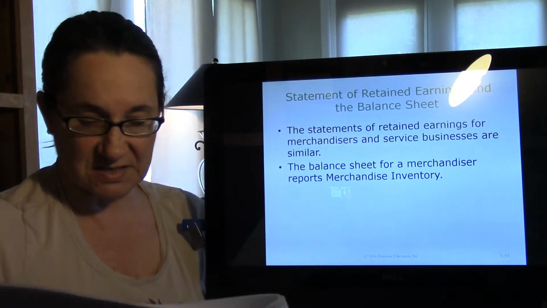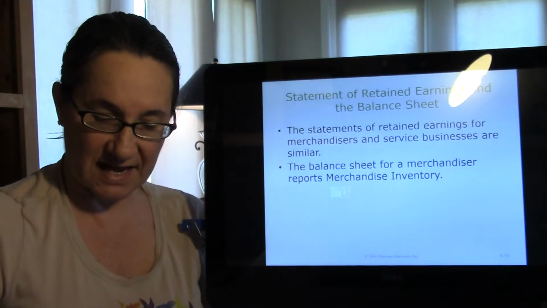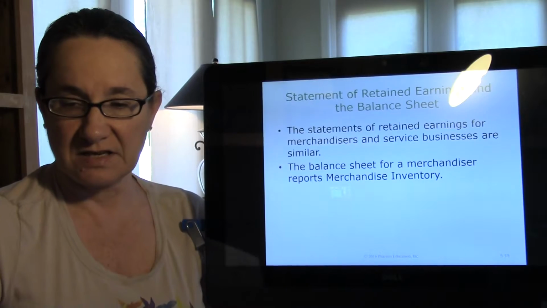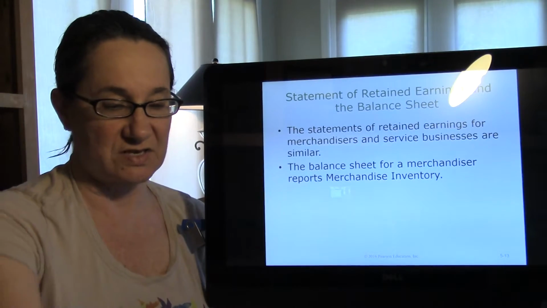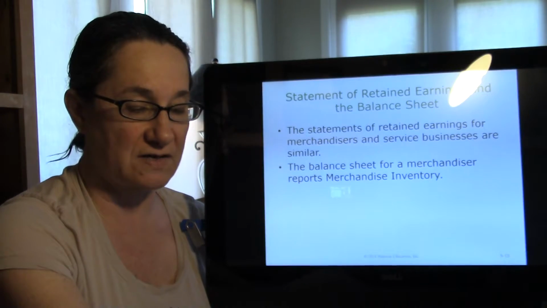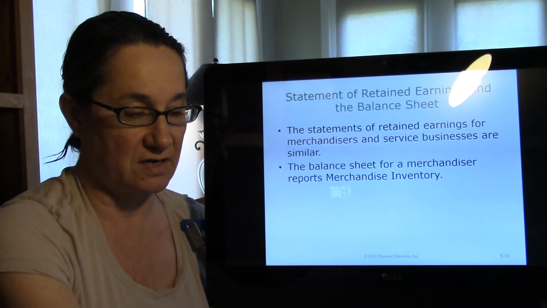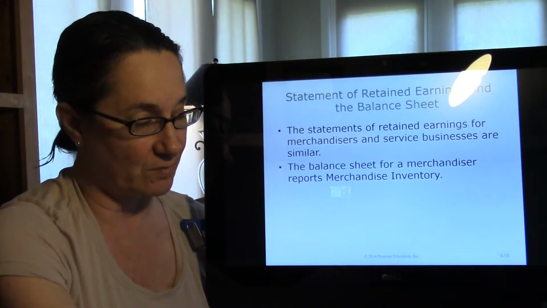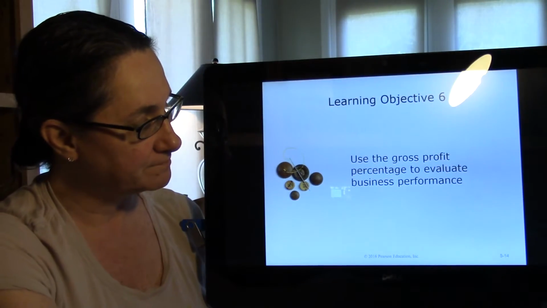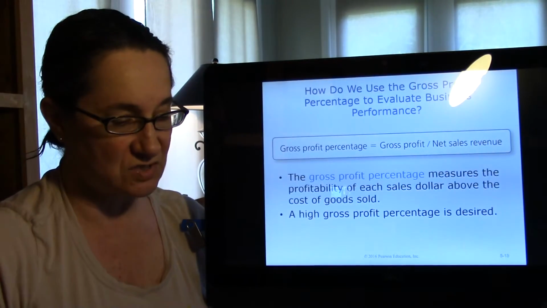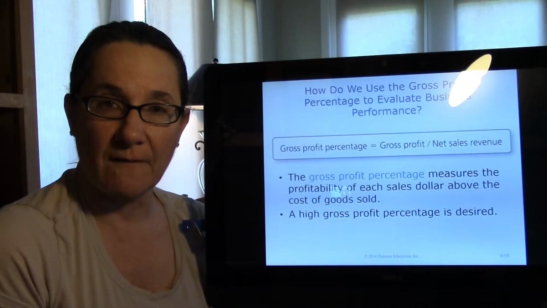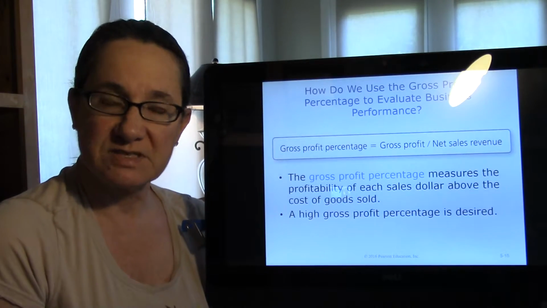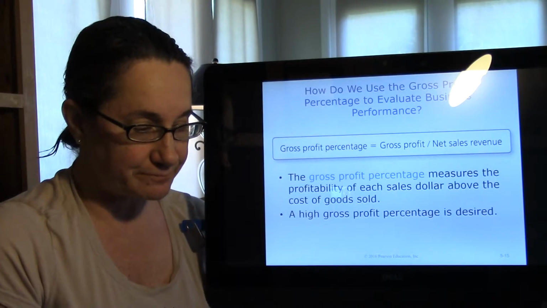The merchandiser's statement of retained earnings looks exactly like that of a service business. The balance sheet will also look the same, except merchandisers have an additional current asset, merchandise inventory. Service businesses do not have merchandise inventory. So this brings us to a brand new ratio we can use to help us think about whether a merchandiser is doing well or not doing well.